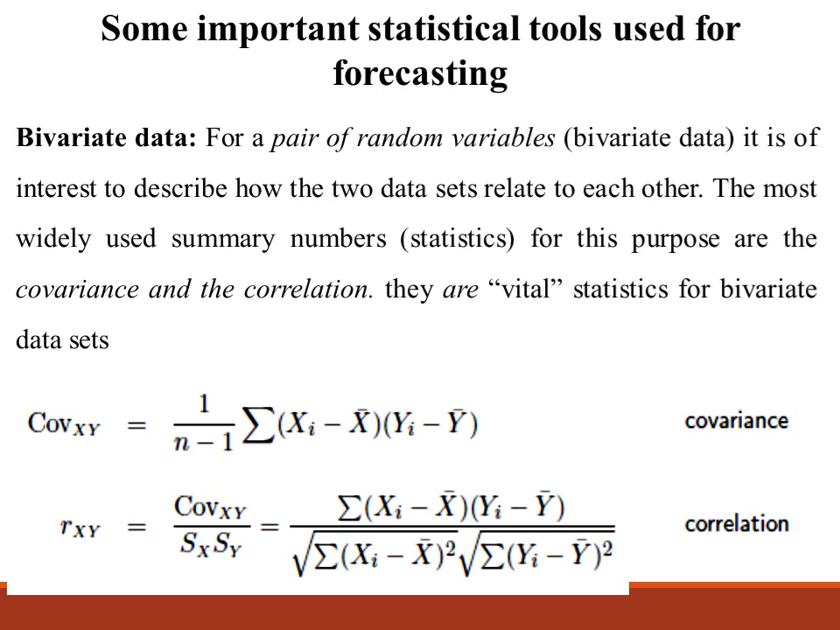The first one is for covariance, which is equal to summation of (xi minus x bar) multiplied by (yi minus y bar), the second variable. All of these are divided by n minus 1. The correlation formula is equal to the covariance of x and y divided by sx multiplied by sy. And we know that sx is the standard deviation of x and sy is the standard deviation of y.